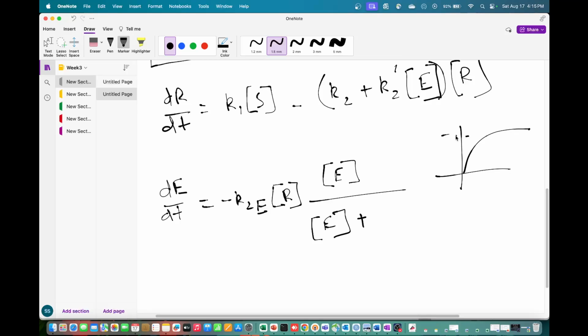Sorry, I was telling it wrong. So this is your maximum velocity V. The concentration of the substrate S at V by 2, half the velocity, assuming V by 2, at this point is basically your Km value.